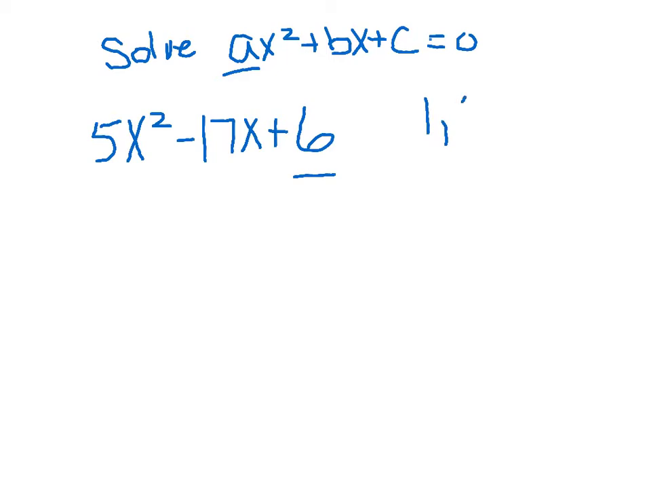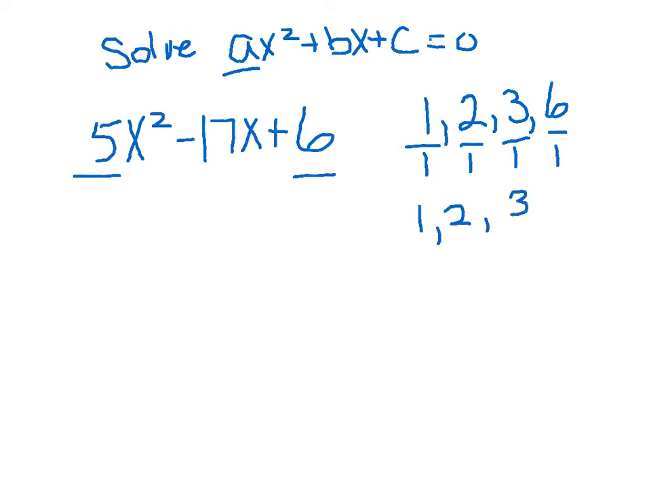1, 2, 3, and 6. But now, you know that we talked about that I have to put them over the factors of this number. So what are all the factors of 5? 1 and 5. So I have the same list with 1 over them, and I have the same list with, not over them, but under them, 5.